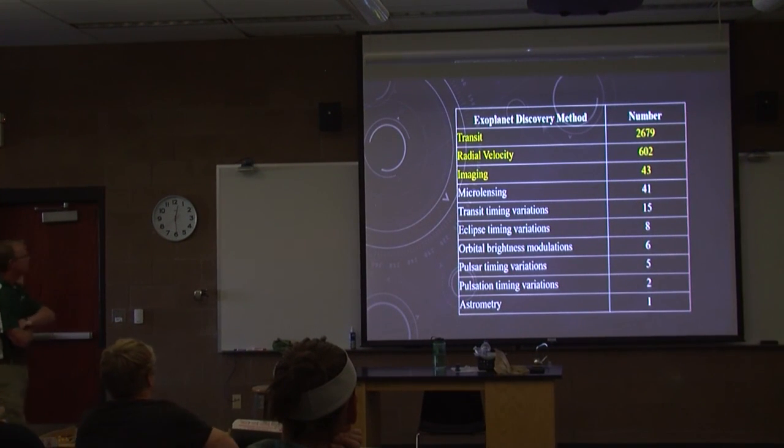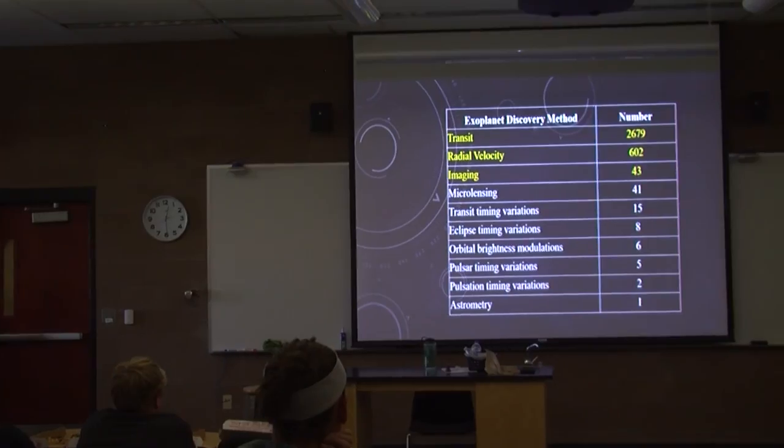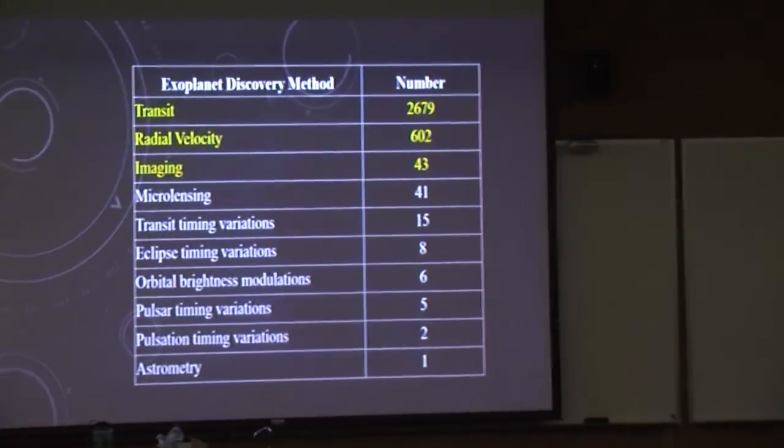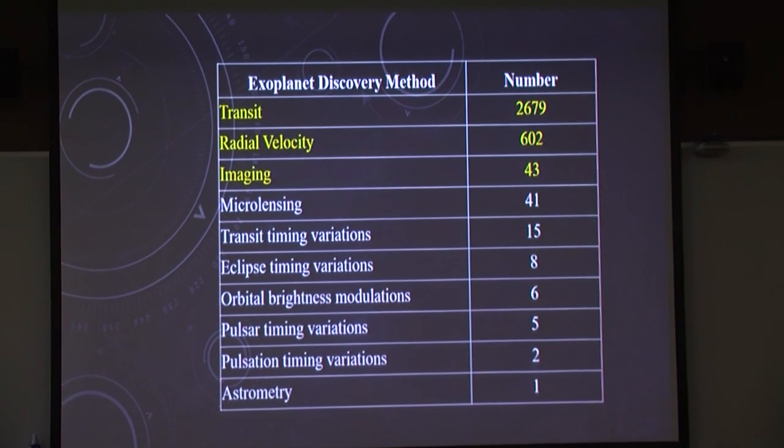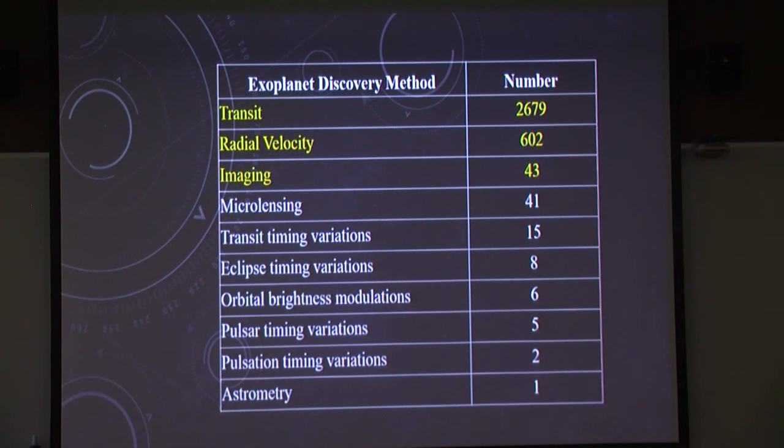This is a table describing the summary as of last week of the different exoplanets that have been discovered and the methods. So the top three methods are the methods that I've discussed today. You see 2,600 of them here are the transit method. Most of those are associated with Kepler, although there are several other experiments that have been successful at detecting many, even some ground-based transits. Radial velocity at 602, and then imaging 43.